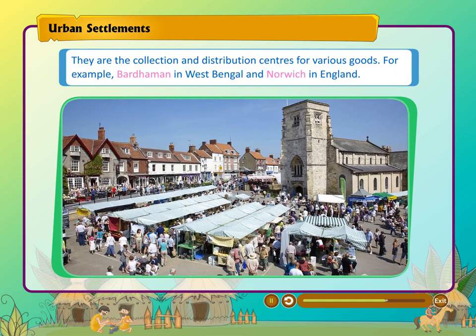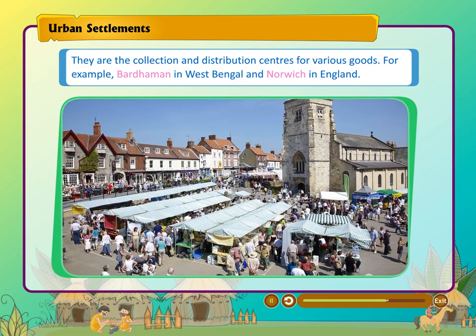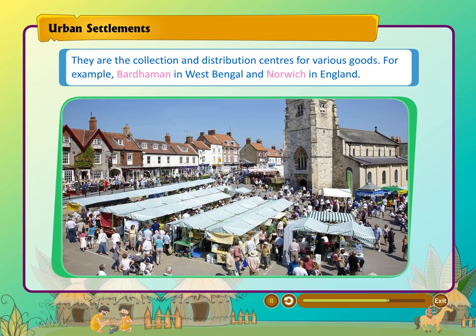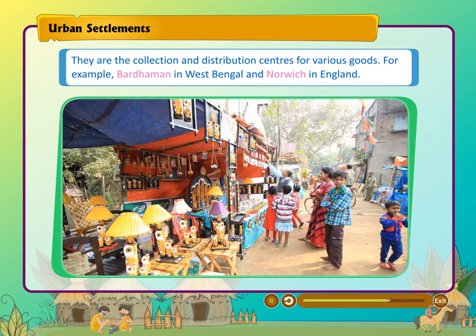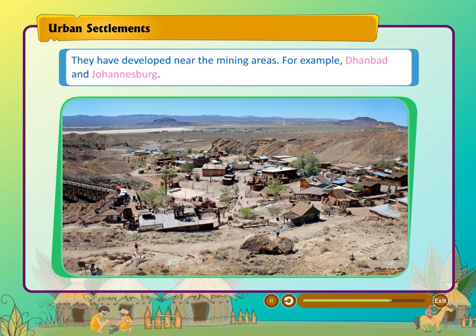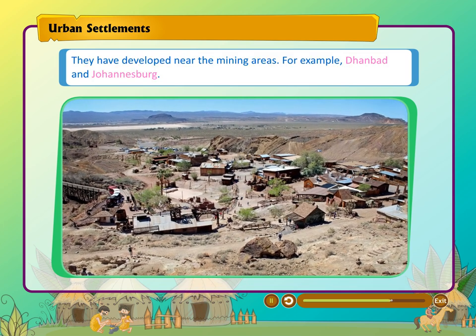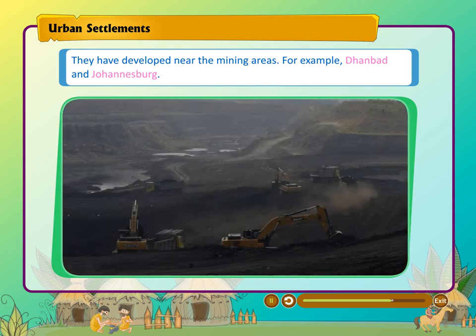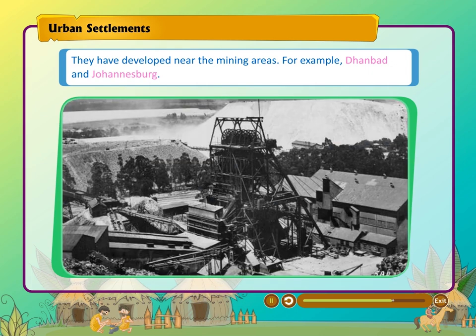Market towns. They are the collection and distribution centers for various goods. For example, Bardhaman in West Bengal and Norwich in England. Mining towns. They have developed near the mining areas. For example, Dhanbad and Johannesburg.